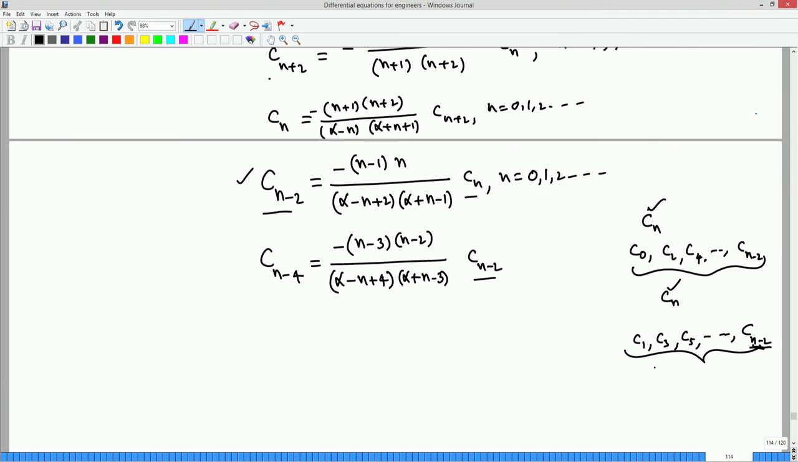So, once you substitute back, what you get is C0 in terms of Cn, some Cn will be common in both the cases, in the polynomial of degree n.